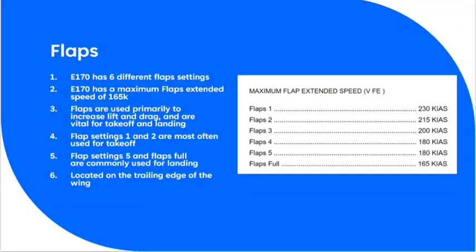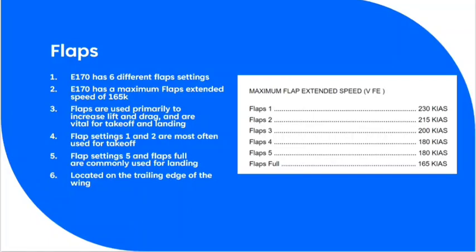So for takeoffs, flap settings 1 and 2 are most often used. This is because flaps are a lift device, and they produce both lift and drag. And so by using low flap settings, you can get the benefit of higher lift with the drag not affecting the aircraft as much. And so flaps 1 and 2 are most often used for takeoffs.